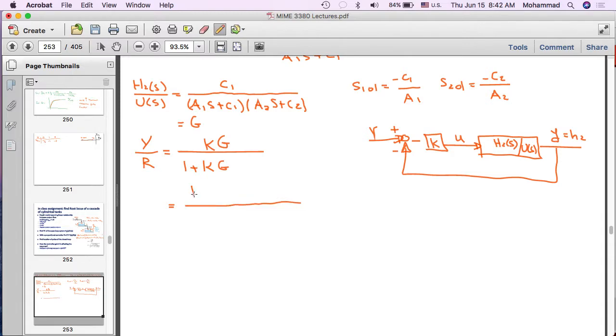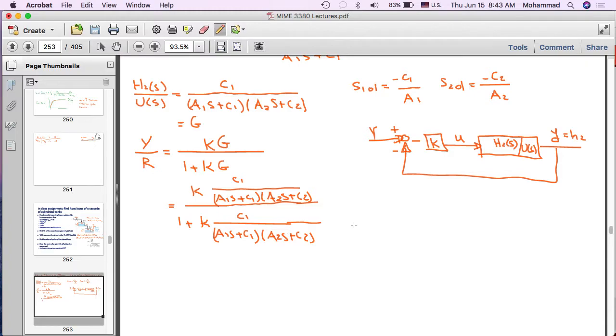So let's go ahead and substitute. It's K times this long transfer function, which is C1 over (A1 s plus C1) multiplied by (A2 s plus C2). This is the numerator, and then 1 plus the same thing, K times C1 over (A1 s plus C1) times (A2 s plus C2). Make sense? Any questions so far?